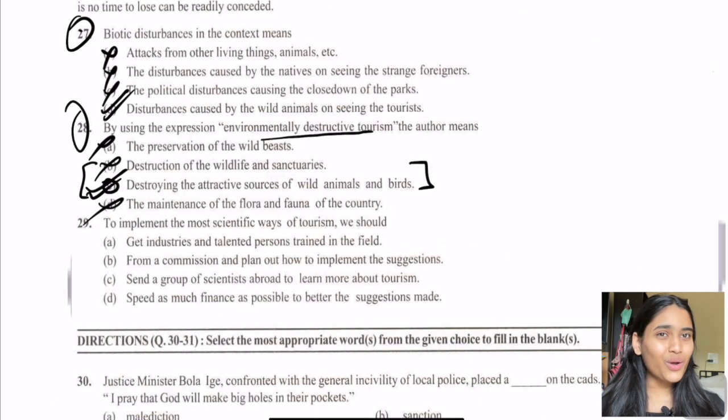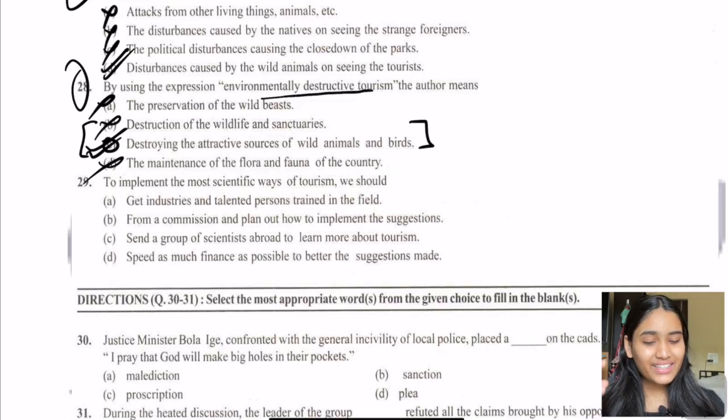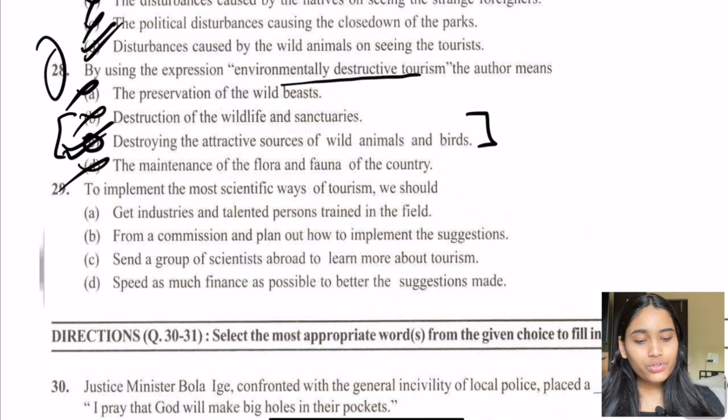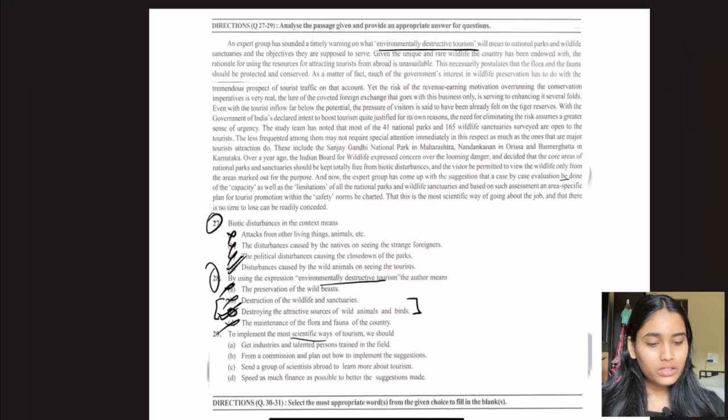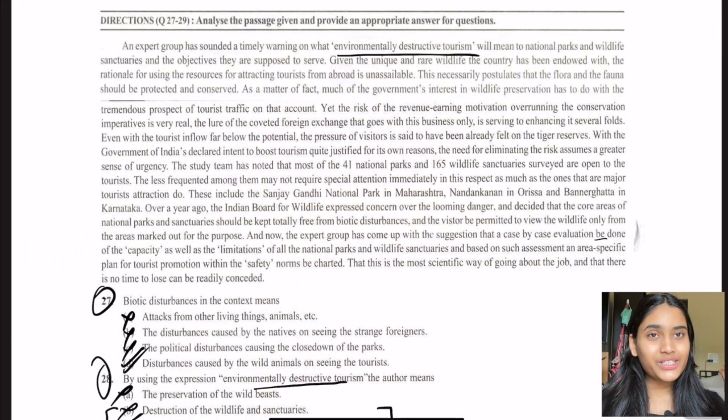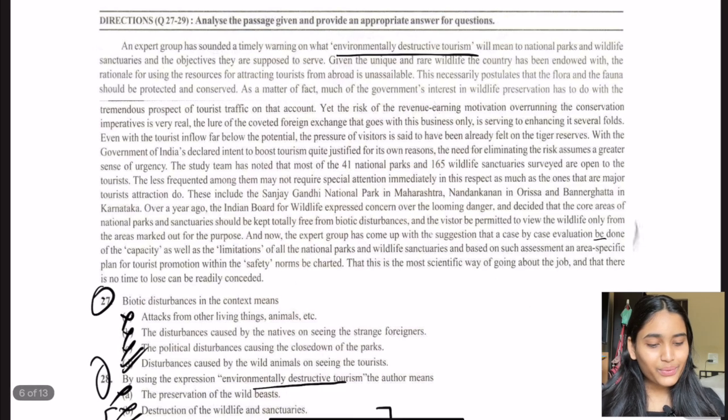What should we do now? Well, we could do two things. We could go ahead and read the passage again in hopes that we find the answer, or we could choose a term from the question and then look for it in the passage. So for example, let's choose the term scientific ways. Now let's try to find the words scientific way in the passage. Let's see here, scientific way.